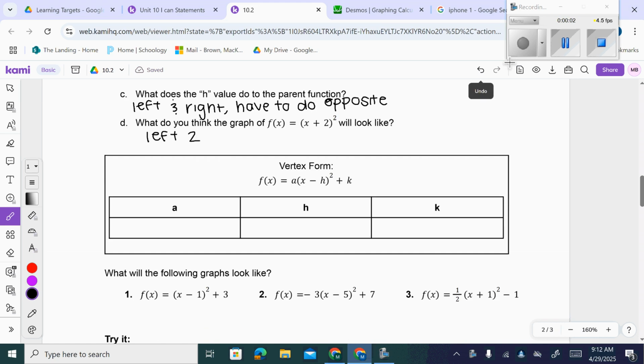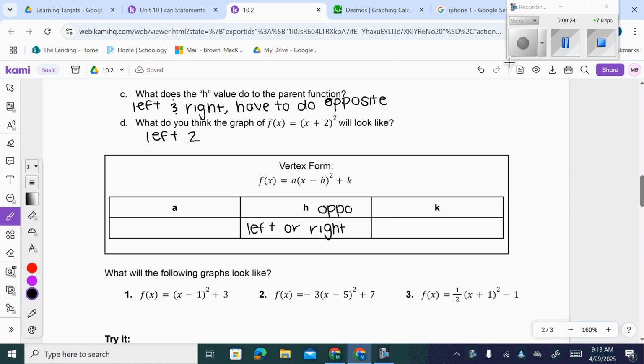Vertex form, we just talked about the h and we talked about the k. How does the h move the functions? Left and right, but we just said you have to do the opposite, so I'd add that note. That's supposed to say left or right, but you have to do the opposite.